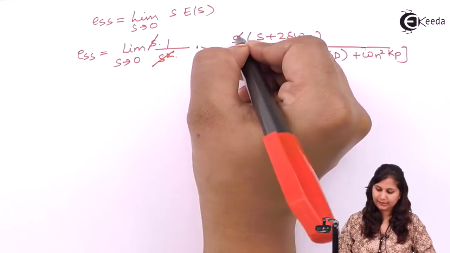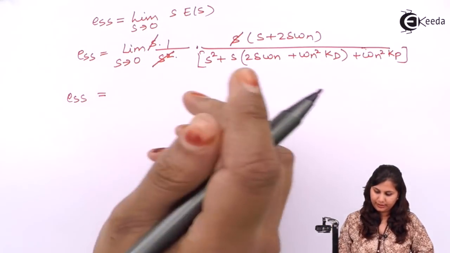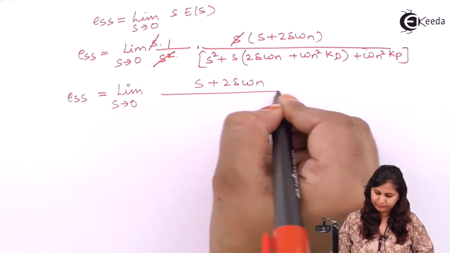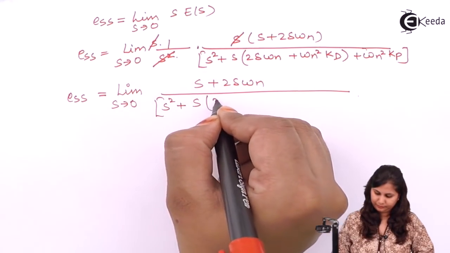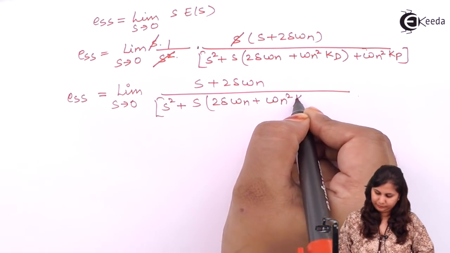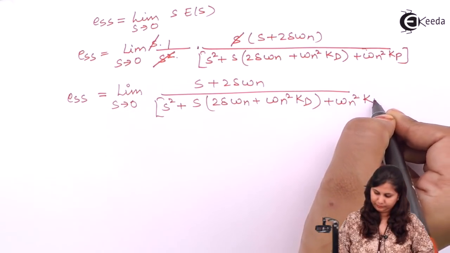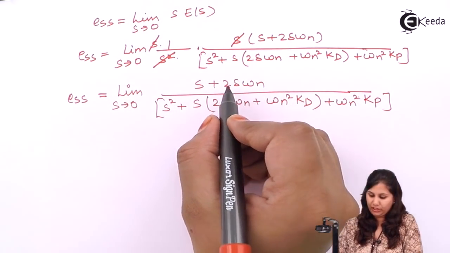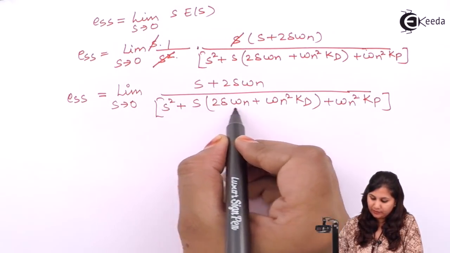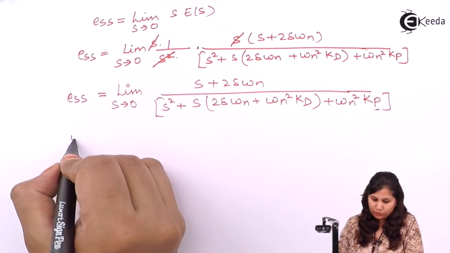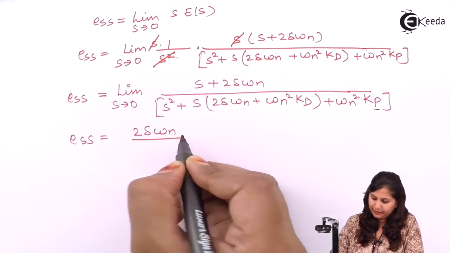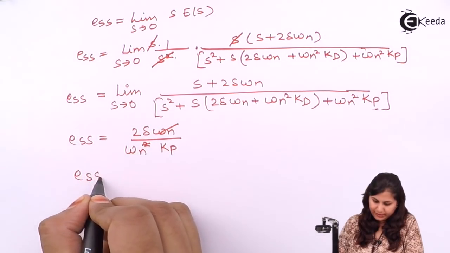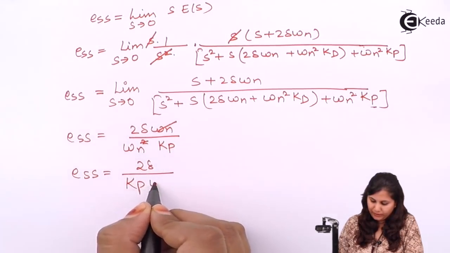Now this s square and s are cancelled out, so we are left with this term. Now apply the limits here. This will become 0 plus 2 delta omega n, so we have 2 delta omega n only. This term will become 0 and only this term will remain. So ESS is equal to 2 delta omega n, and in the denominator we have omega n square Kp. Omega n cancelled here. So ESS is equal to 2 delta upon Kp omega n.